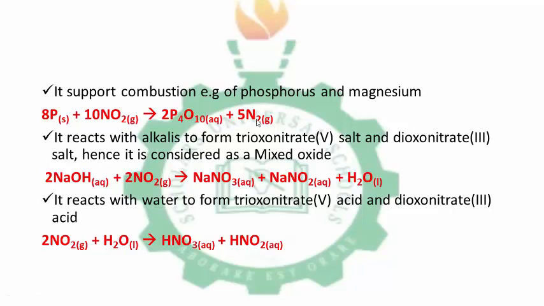It reacts with alkali to form trioxonitrate 5 salt and also dioxonitrate 3 salt of the alkali. Hence, it is considered as a mixed oxide because it forms two types of salts when it reacts with alkalis, and also it forms two types of acid when it reacts with water. Now, this is sodium hydroxide, for example, reacting with the NO2 gas to form sodium trioxonitrate 5 salt and also sodium dioxonitrate 3 salt.